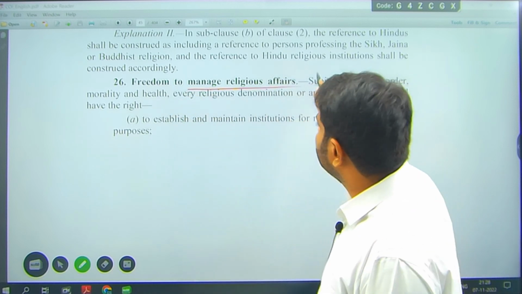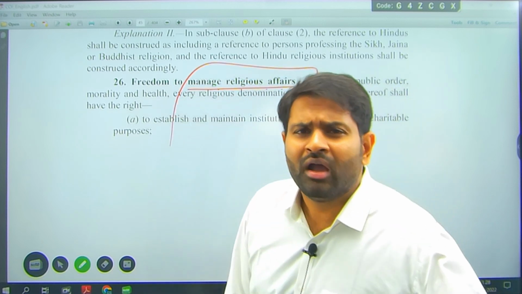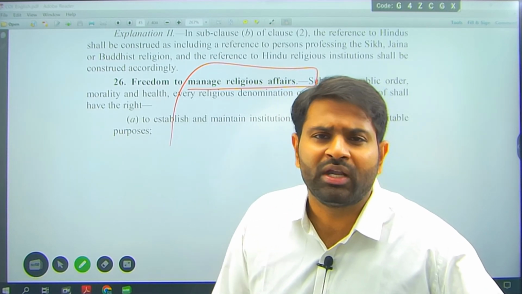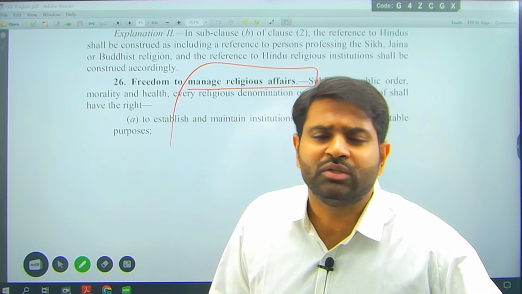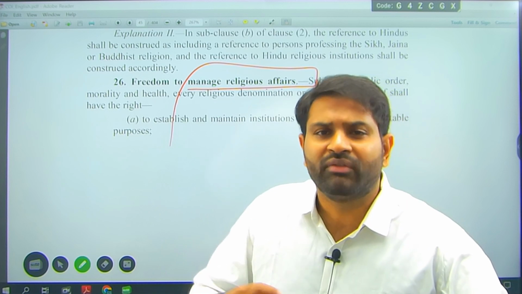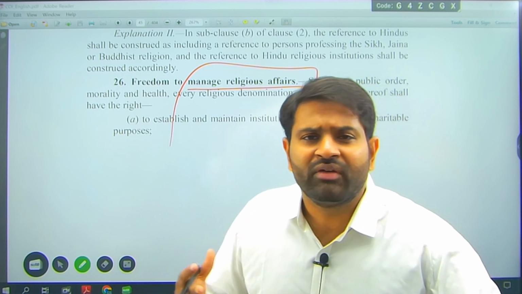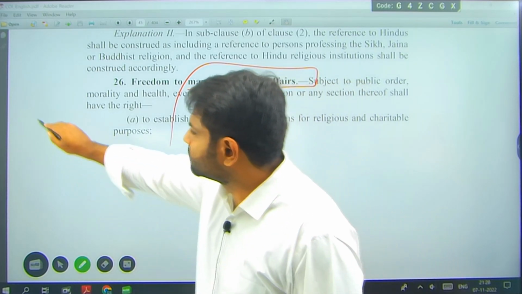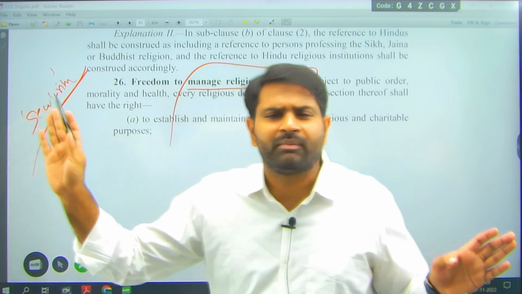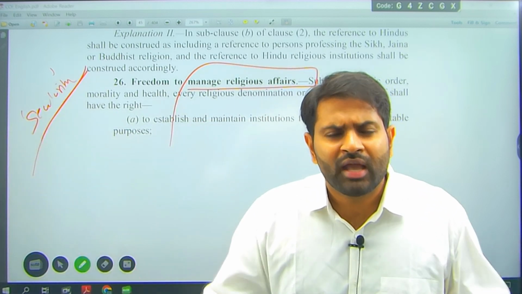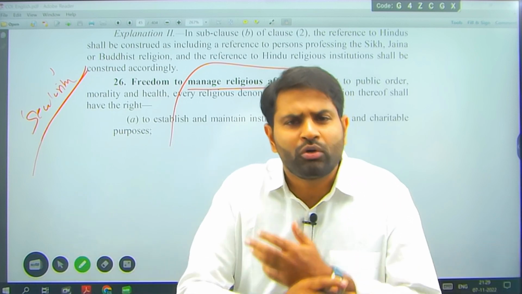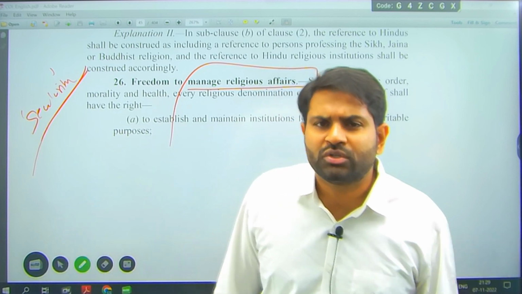Article 26 is freedom to manage religious affairs. I can have my own religious sect. I will create my own, I will manage my own affairs. If I have my own temple, I will manage and administer my own resources. I will not let the state or other religions interfere in my religious affairs. Non-interference in religion, that is called secularism. That is where we talk about secularism. What is secularism? Separating religion from the state, that is called secularism. The king has no duty to talk about religion. Narendra Modi has no duty to talk about religion. Governments have no duty to talk about religion. That is what the Constitution is saying, secularism.